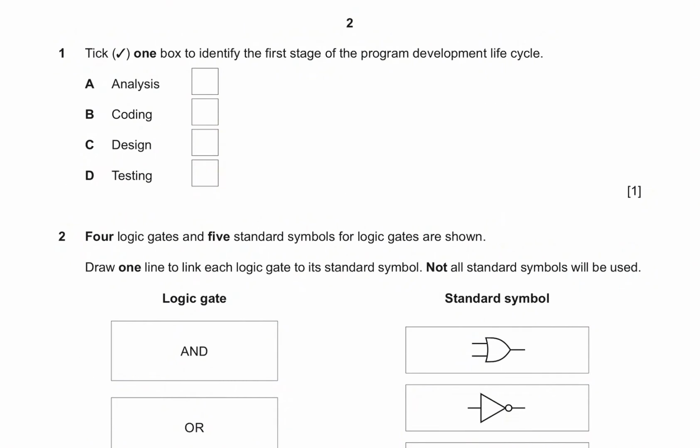Tick one box. Question number 1 says tick one box to identify the first stage of the program development lifecycle. The example is PDC. So the first stage of the PDC is analysis.